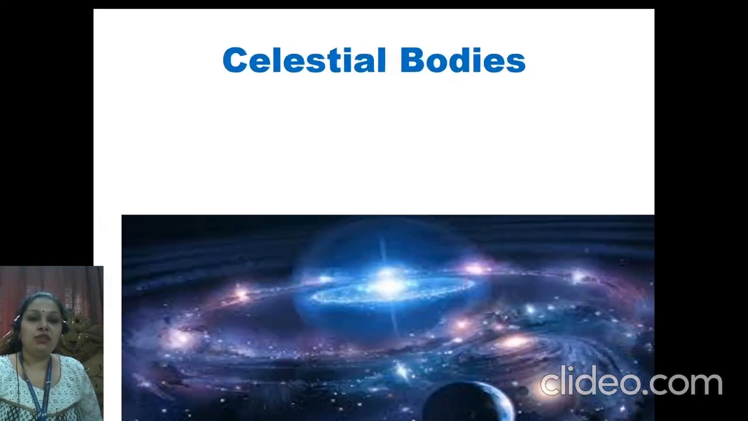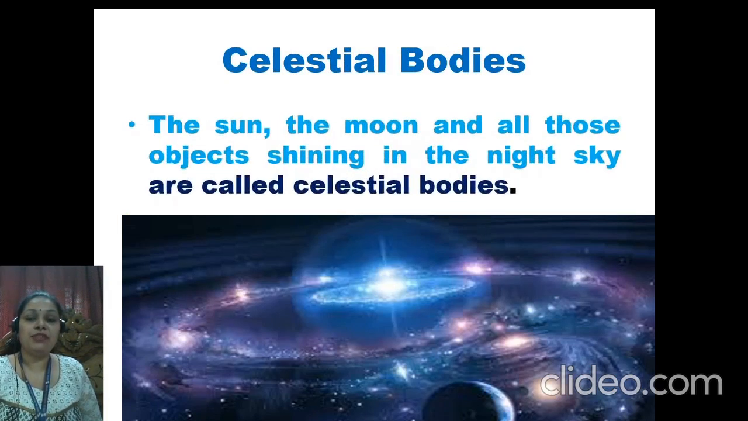Now we will talk about celestial bodies. There are celestial bodies present in the sky. The sun, the moon, and all those objects shining in the night sky are called celestial bodies. So what are celestial bodies, students? Celestial bodies are the sun, the moon, and all those objects which we saw at night, which were shining in the night sky.